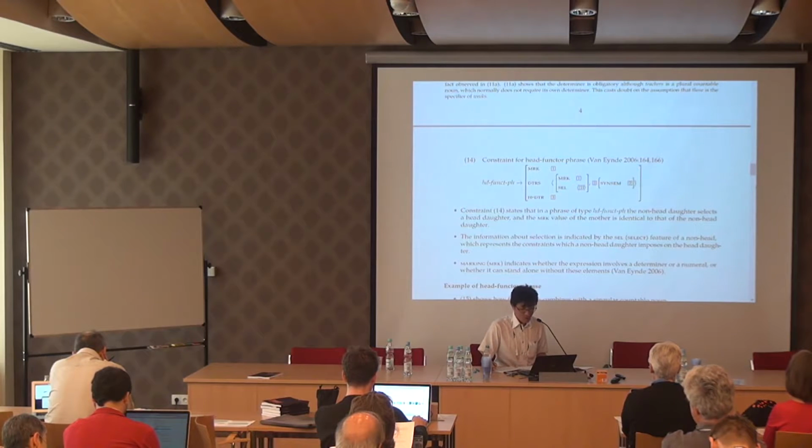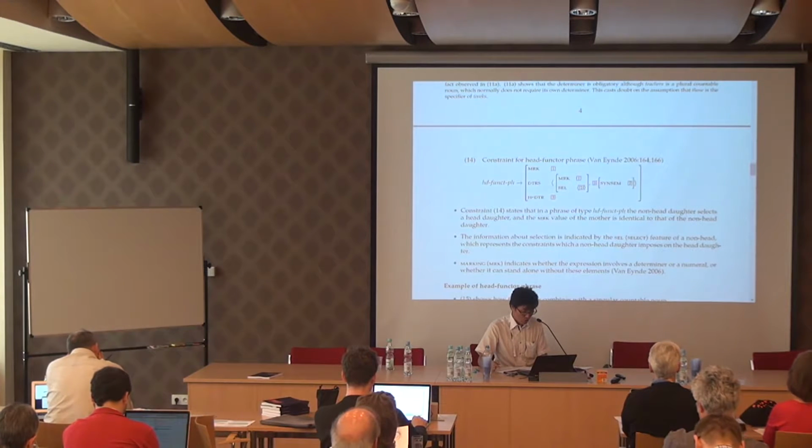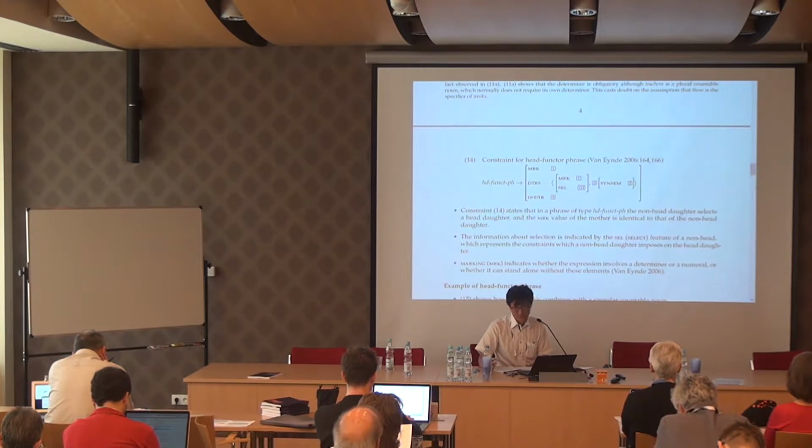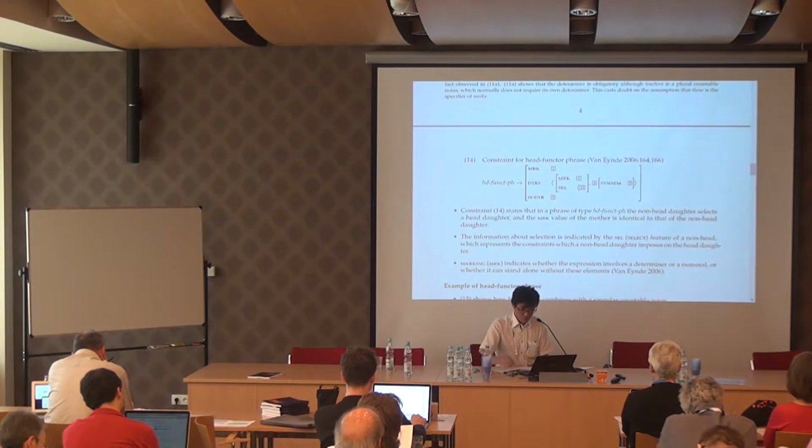The marking feature, which is indicated as MRK, indicates whether the expression involves a determiner or numeral, or whether it can stand alone without these elements. Now, let's have a look at an example of a head functor phrase. Number 15.